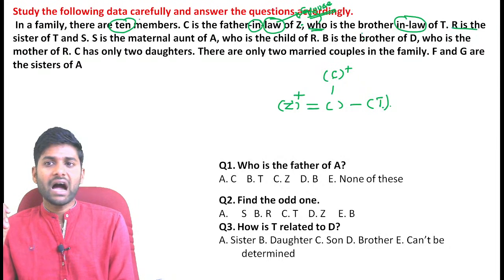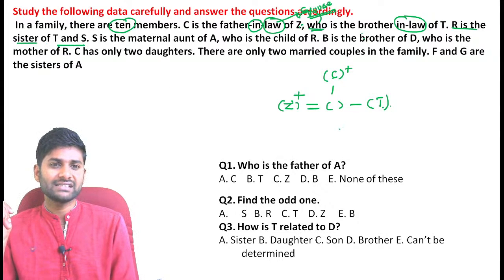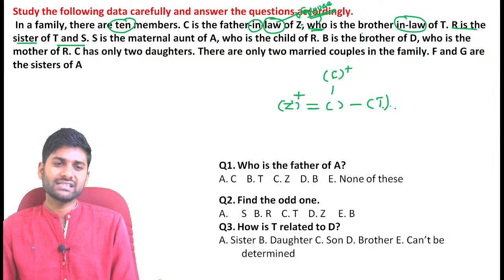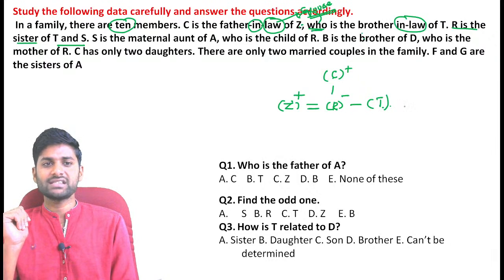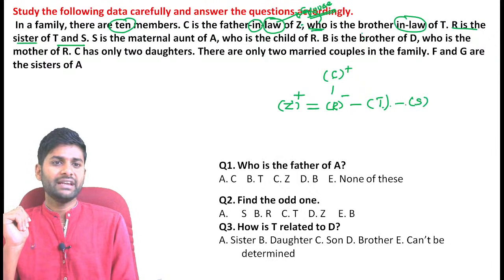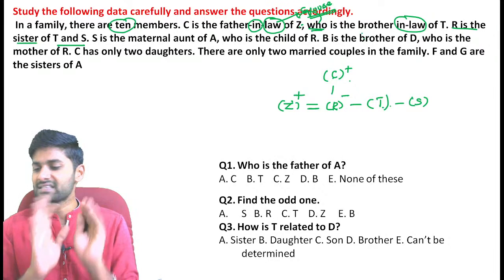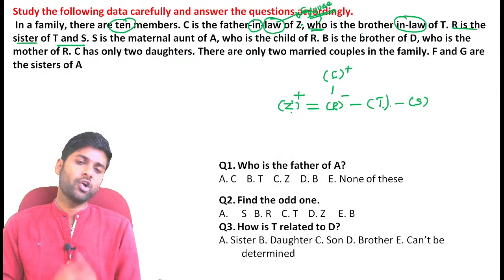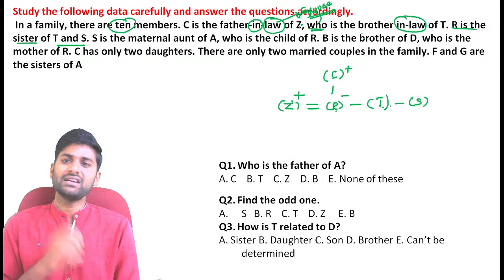Next one. R is the sister of T and S. So R is the sister of T and S means definitely R and S are in the same generation. R is the sister means definitely we require a female person here. So R is the sister of T and S means definitely T, S and R are children of C, guys. That is the meaning. R is the sister, so definitely R is the female person.